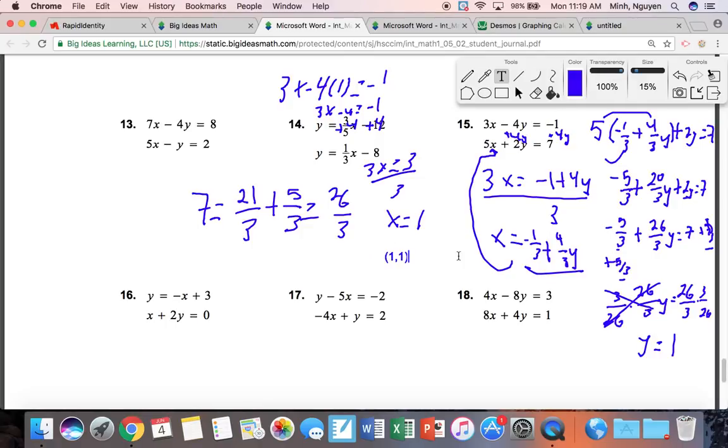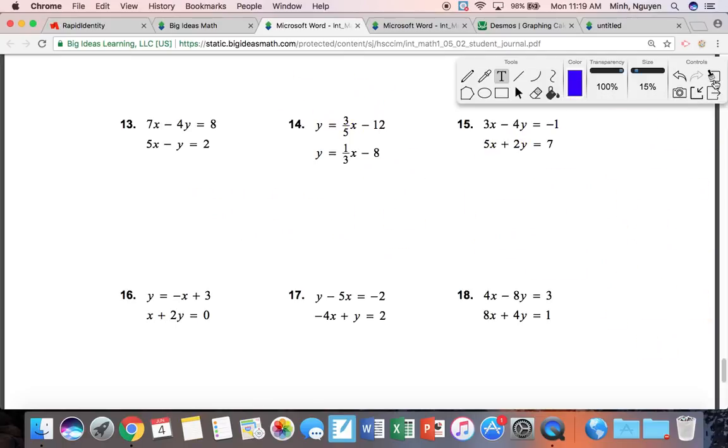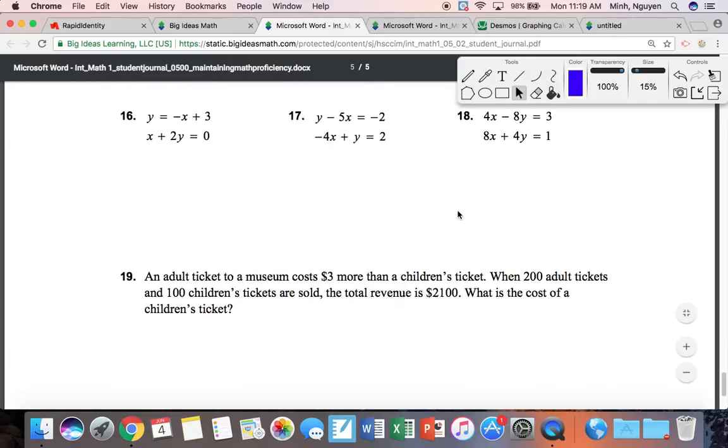So the solution is 1, 1. Alright, I know these are kind of long, which is why I'm not going to do all these examples, plus you need the challenge anyways. But if you have any questions, ask your teacher, let me know, and we'll figure it out.